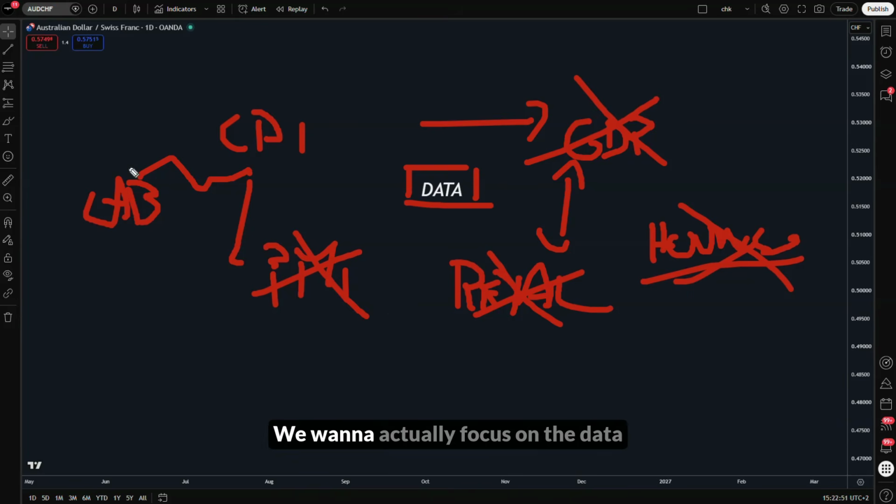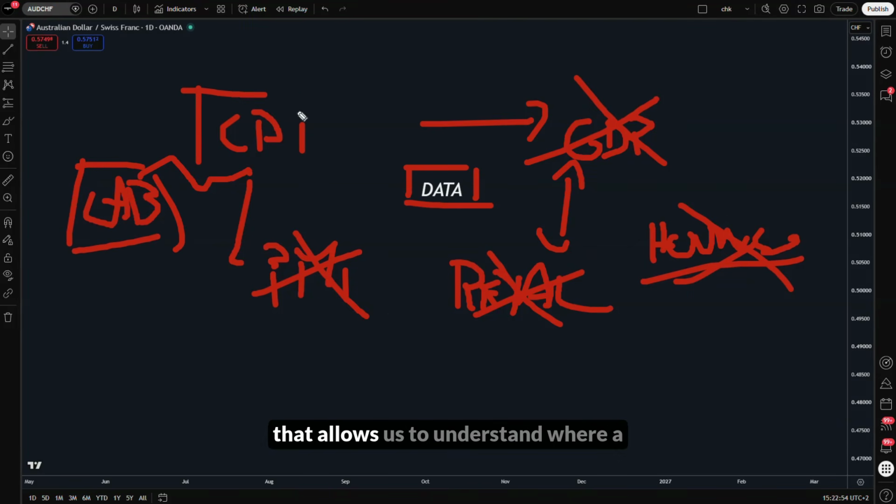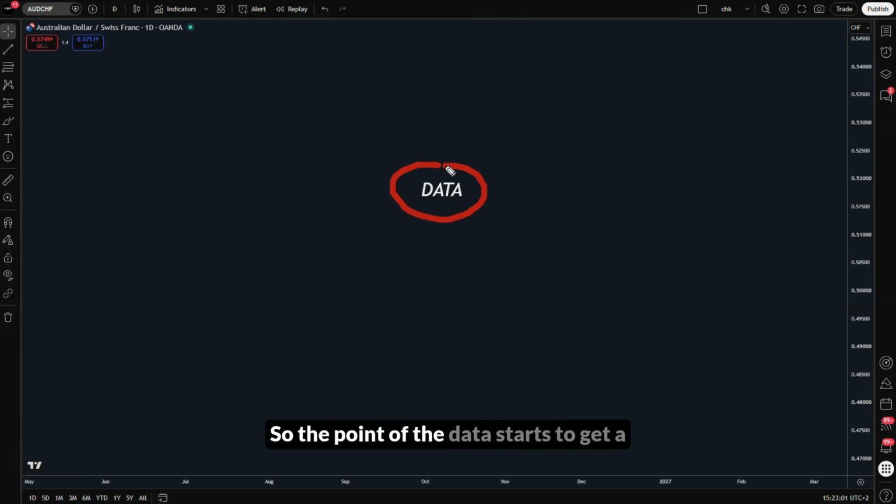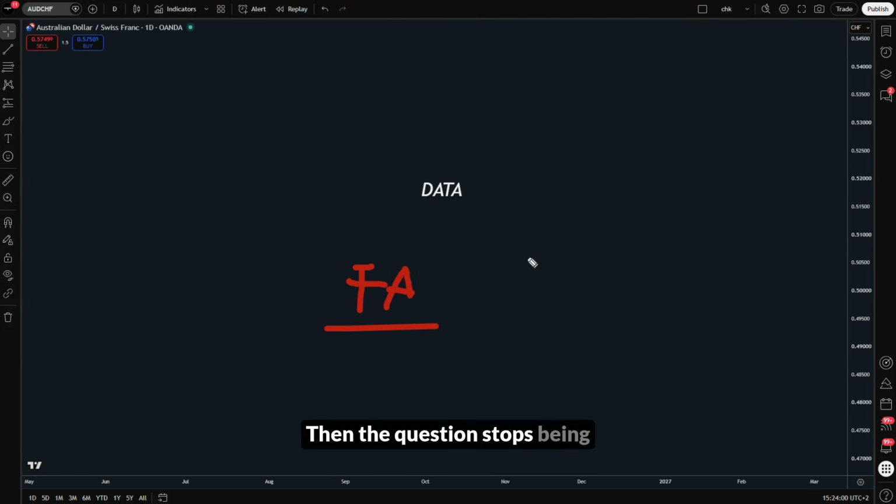We're traders. We want to focus on the data that allows us to understand where a currency is most likely going to move. Okay? So the point of the data starts to get a lot simpler when you understand how fundamental analysis actually works. And again, if you want to dive deeper, I've got full educational videos on that. But for this particular video, I want you to fully focus on the framework that I'm about to show you. So when you understand the real fundamental analysis, the question stops being what is every single data point in a country actually doing, which again, you can answer, but it's not practical. It doesn't give you a real edge in making a trade.